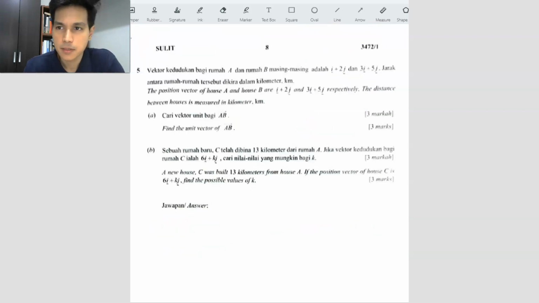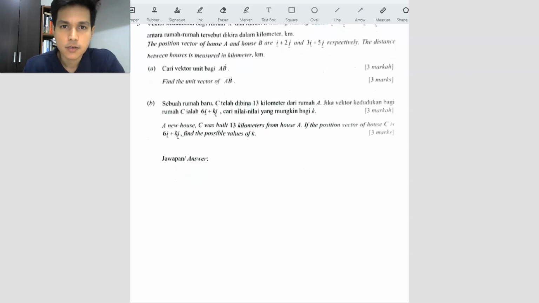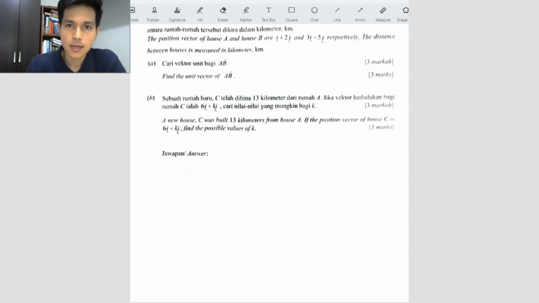Oh, this is a bit blurry. It's okay. The position vectors of house A and B are given. This is the position vector of A, position vector of B. Okay, let me write here.